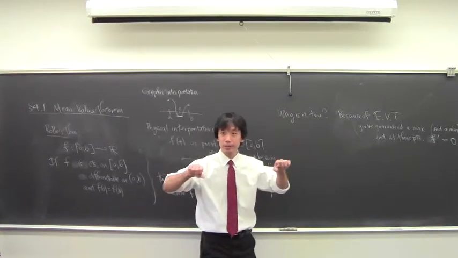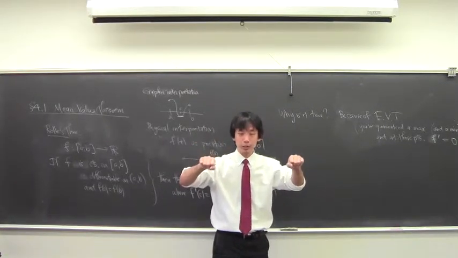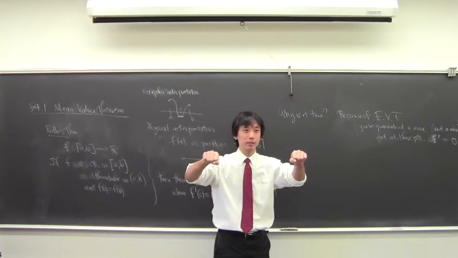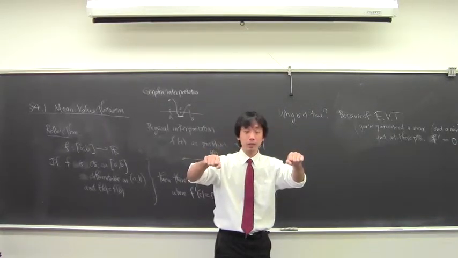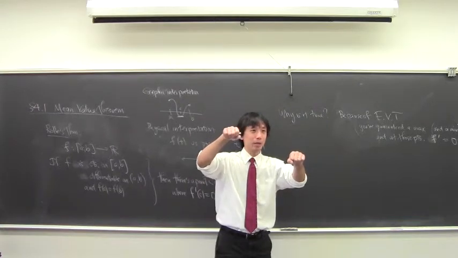Okay, so here's the picture. You're trying to show that if your function starts and ends at the same point, then there's some place in the middle where you have a slope of 0. But by the extreme value theorem, you know that there's going to be a max somewhere.